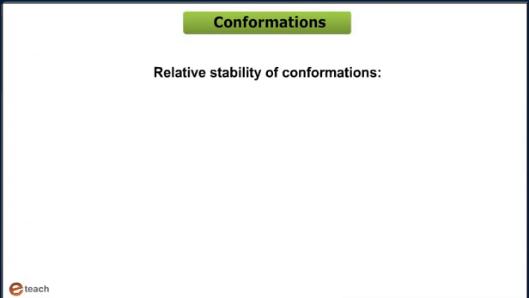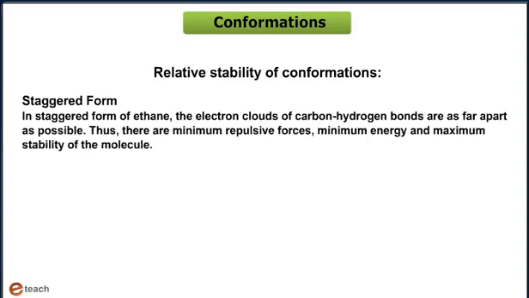Relative stability of conformations. Staggered form. In staggered form of ethane, the electron clouds of the carbon-hydrogen bonds are as far apart as possible. Thus, there are minimum repulsive forces, minimum energy, and maximum stability of the molecule.